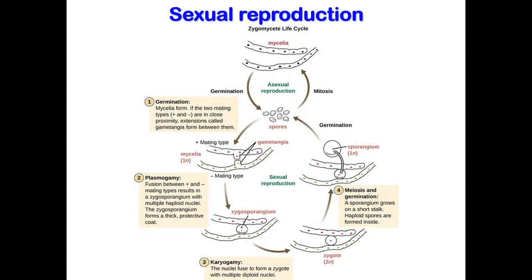The zygote develops a thick, rough black coat and becomes a dormant zygospore. These then remain dormant until environmental conditions become favourable. When the zygospore germinates, it undergoes meiosis and produces haploid spores, which will then grow into a new organism.